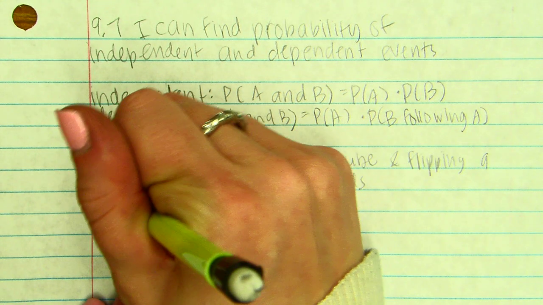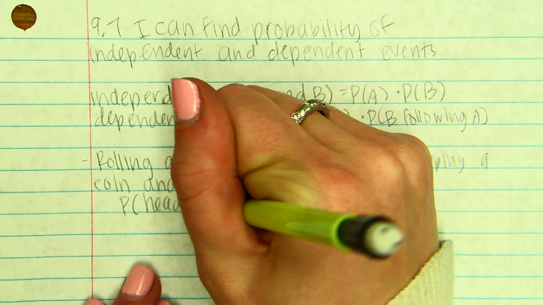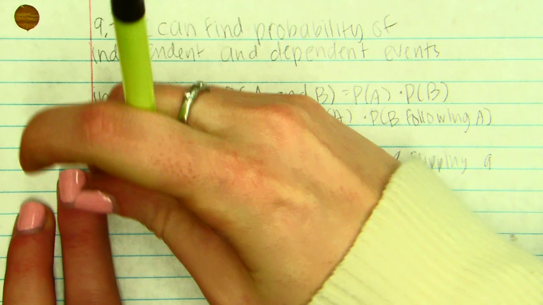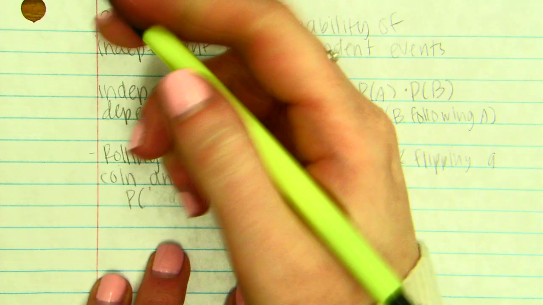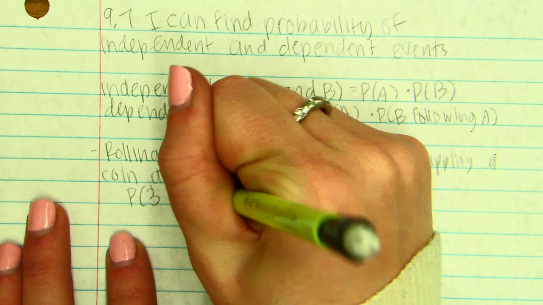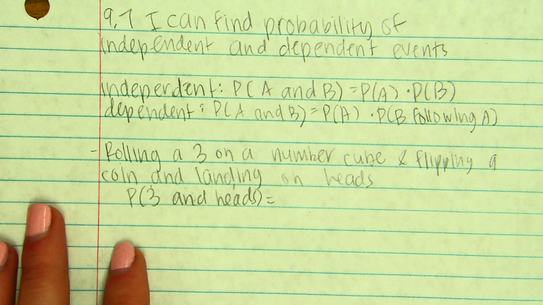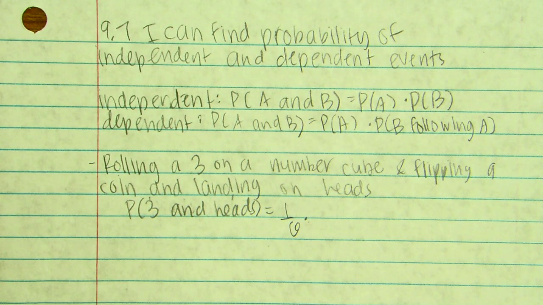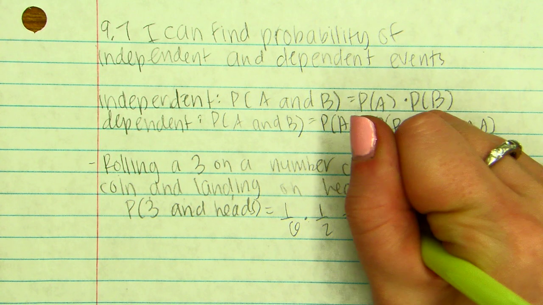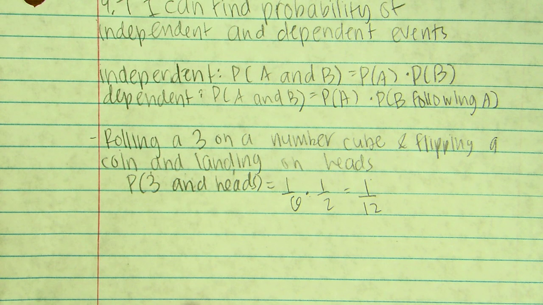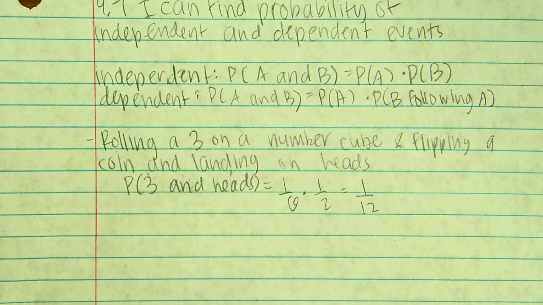So the probability of getting heads and 3, and I guess it should be in the other order. It's not going to change the answer on this one, but we should still be consistent. So it would be 3 and heads. The probability of getting a 3 on a number cube is 1 out of 6. The probability of getting heads on a coin is 1 out of 2. So together it would be 1 out of 12. Those are independent events.